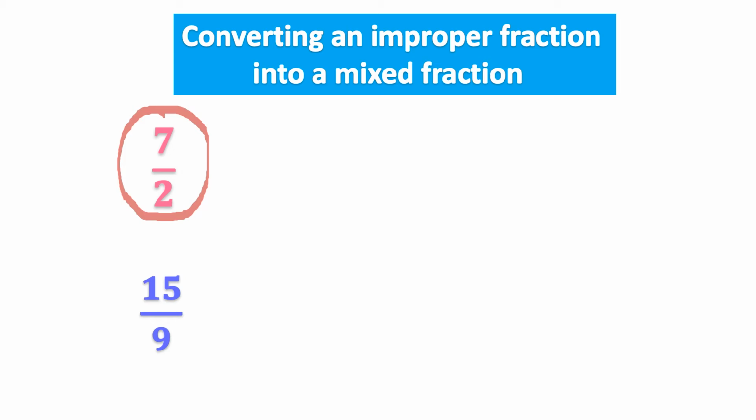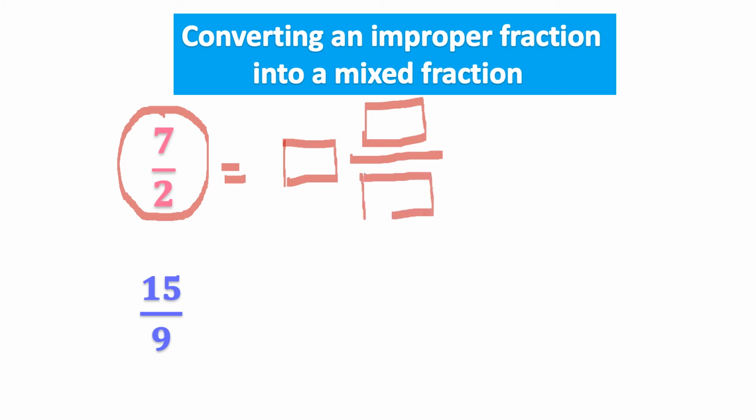Now, how do I convert an improper fraction into a mixed fraction? First, I need one whole number to write here. Then I need to write one numerator. And then I need to write one denominator, right? So how do I find these? How do I find the whole number, the numerator and the denominator?